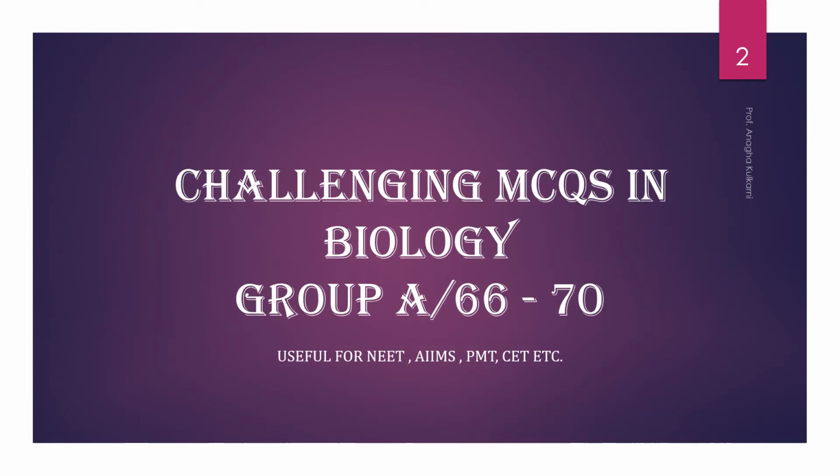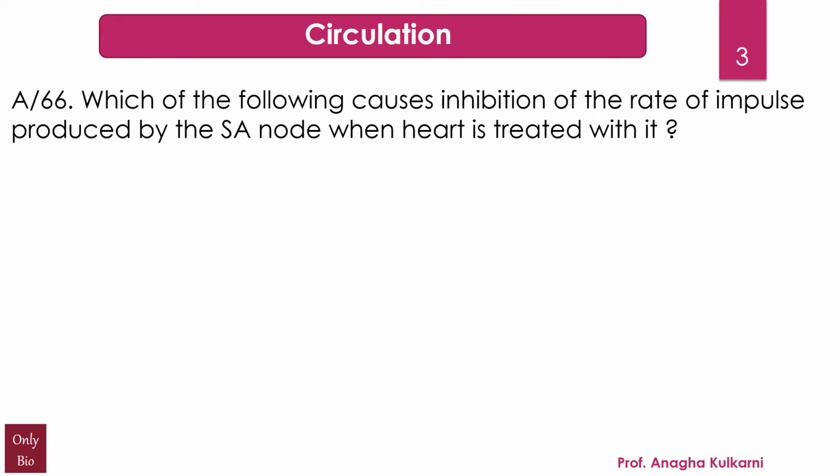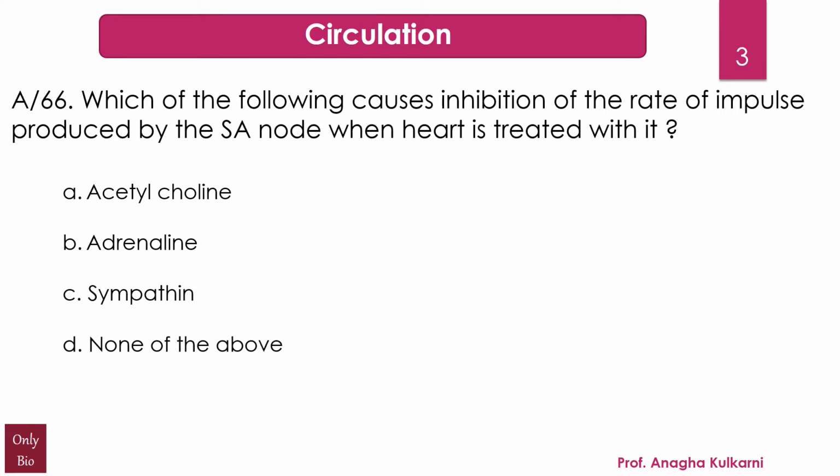Presenting the series of challenging MCQs from Group A 66 to 70. The first question relates to the chapter circulation, and the question is: which of the following causes inhibition of the rate of impulse produced by the SA node when the heart is treated with it? Your options are A. Acetylcholine, B. Adrenaline, C. Sympathin, and D. None of these. And the correct answer for this question is acetylcholine.